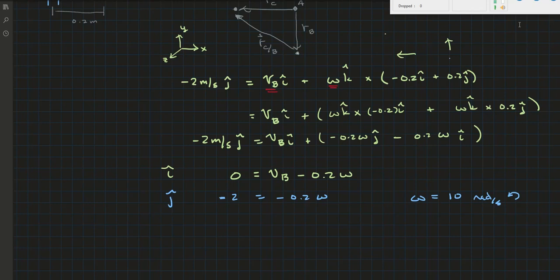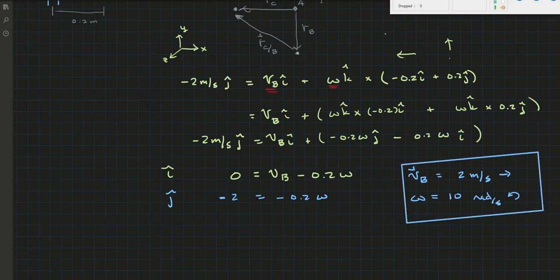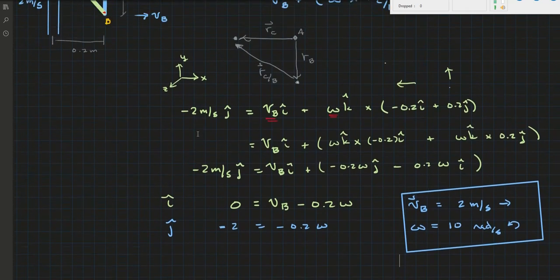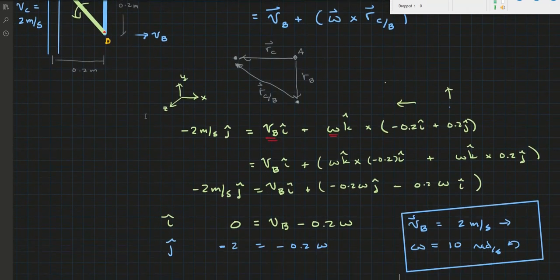And over here we have the velocity of B then equals, if we wanted to calculate this, I guess this isn't part of the problem, but this will end up equaling, when we put 10 in here, 2 meters per second in this direction. And that is the solution to the problem right there. So the thing spins to the right with 10 radians per second, and the velocity of B is 2 meters per second.